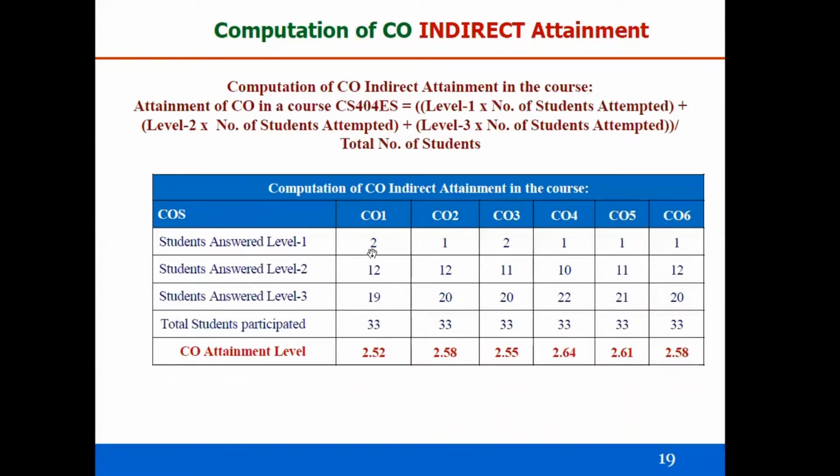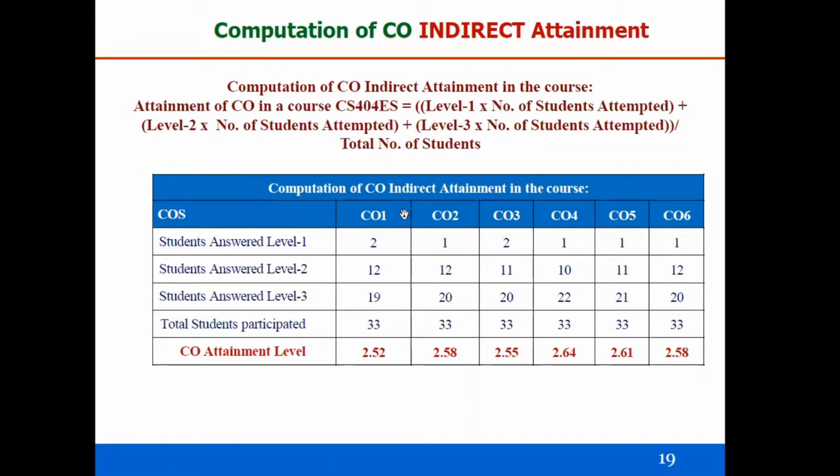Then CO5 1 into 1 plus 2 into 11 plus 3 into 21 whole divided by 33. Here we will get 2.61. Then CO6 1 into 1 plus 2 into 12 plus 3 into 20 whole divided by 33. So you will get 2.58. So now these are all the indirect attainment CO values, CO wise, CO 1, 2, 3, 4, 5, 6.